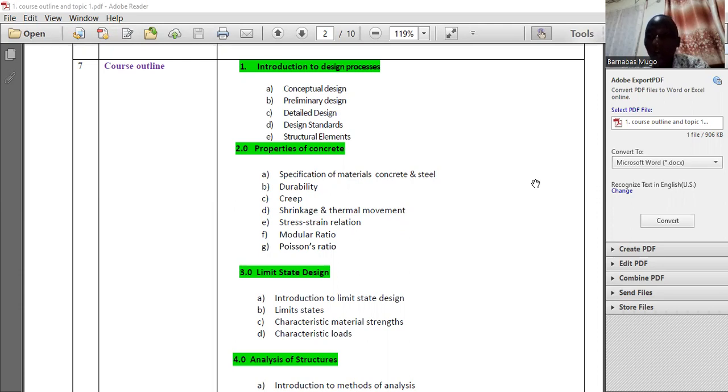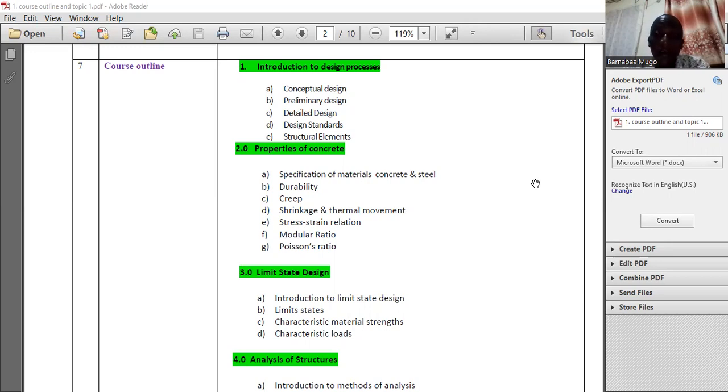So this course is a weighted course, but it will be subdivided into two main parts: the design of the reinforced concrete and the design of the steel parts. But from experience, we have never been able to cover the design of the steel parts. We have been able to cover the design of reinforced concrete.